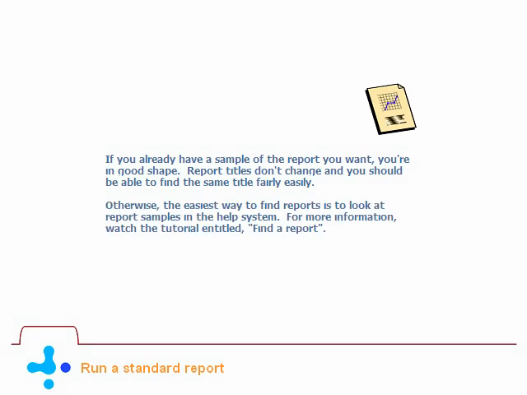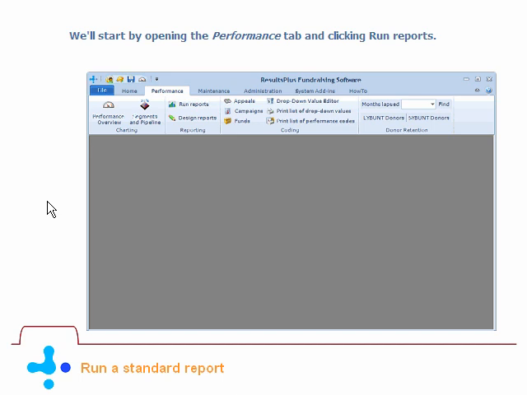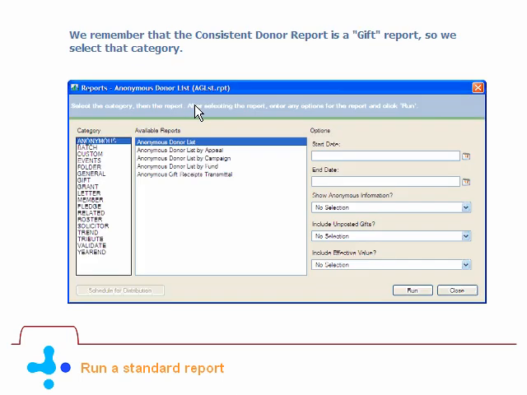Otherwise, the easiest way to find reports is to look at report samples in the help system. For more information, watch the tutorial entitled Find a Report. In this tutorial, we'll run the Consistent Donor Report. We'll start by opening the Performance tab and clicking Run Reports. We remember that the Consistent Donor Report is a gift report, so we select that category.